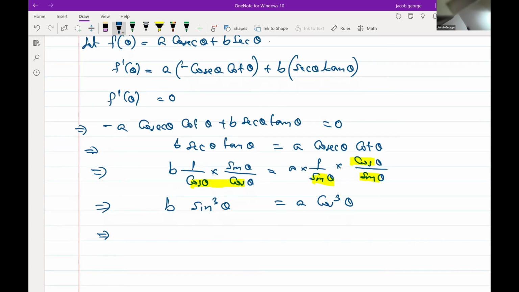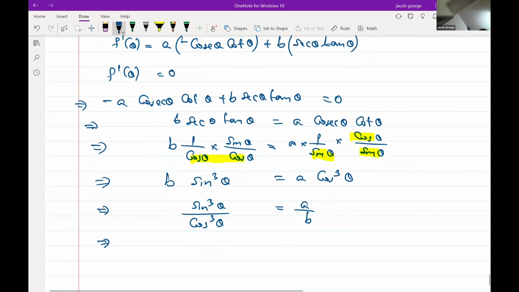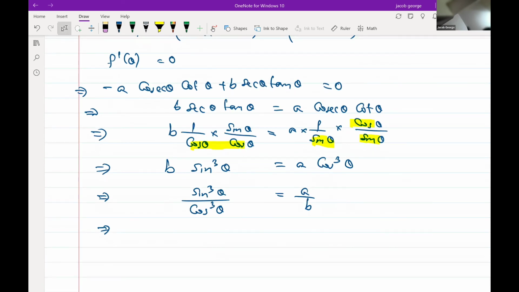So we are going to find out theta from here. That is sine cube theta by cos cube theta is equal to A by B. Is it clear, children, these steps? Simple trigonometry only done here. What is sine cube by cos cube? Tan cube theta. So tan cube theta is A by B.